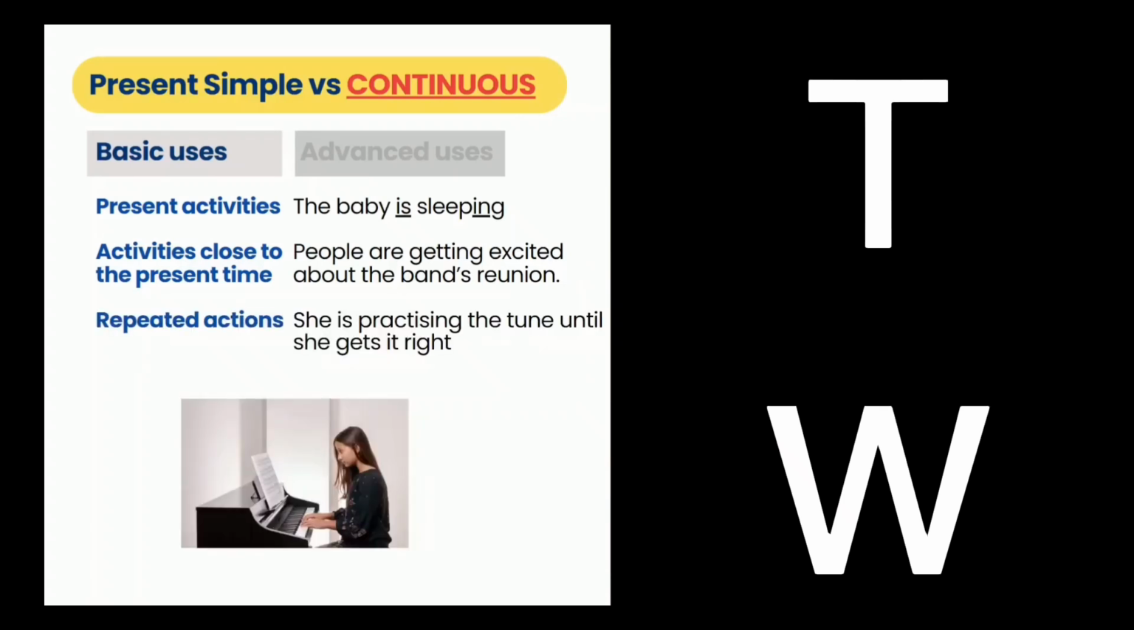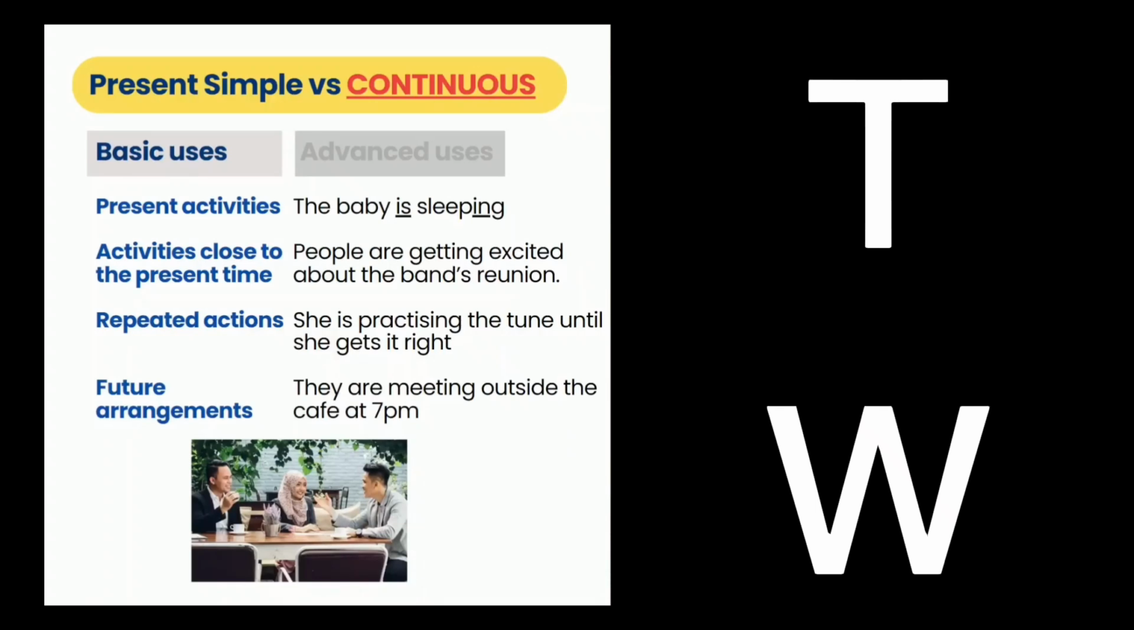The present continuous is used for repeated actions. This girl plays the piano over and over and over again. So use the present continuous to emphasize that it's a repeated action. She is practicing the tune until she gets it right. One activity, then the same activity, then the same activity over and over again. For future arrangements, we might use the present continuous. They are meeting outside the cafe at 7 p.m. It was planned before, and now we're describing this arrangement by using the present continuous.